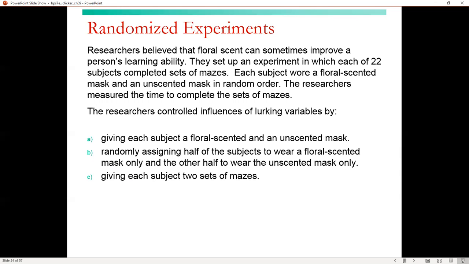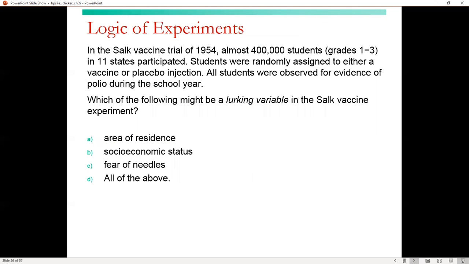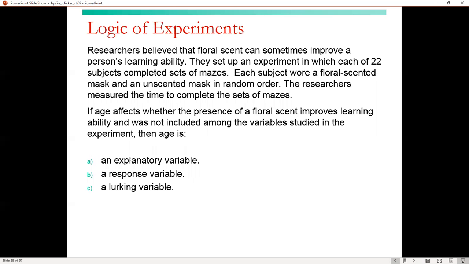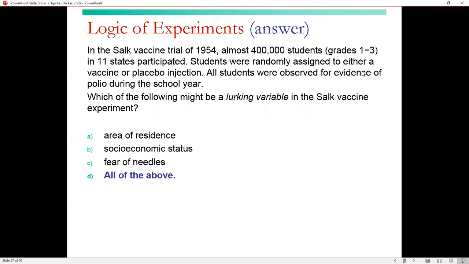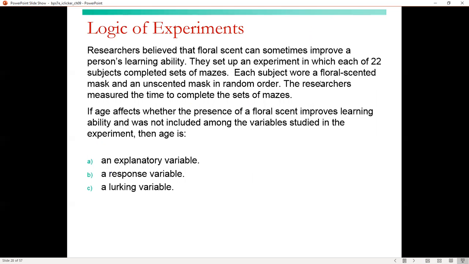The researchers controlled influences of lurking variables by giving each subject a floral scent and an unscented mask. Oh, we skipped back to our old example. Okay, hold on. That one looked like it was out of order. So we were on the Salk vaccine, and then we went back to the maze. Researchers believe that the floral scent can sometimes improve learning ability. They set up an experiment in which 22 subjects completed sets of mazes, right? Each subject wore a floral scented mask and an unscented mask in random order. The researchers measured the time to complete the set of mazes.